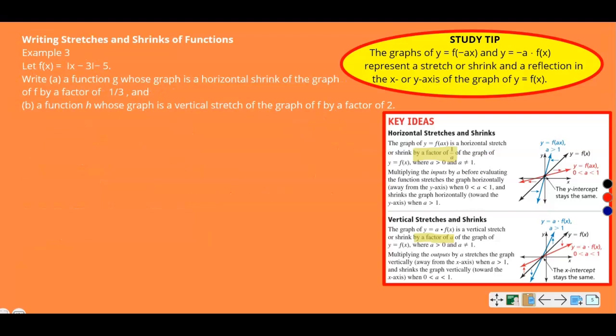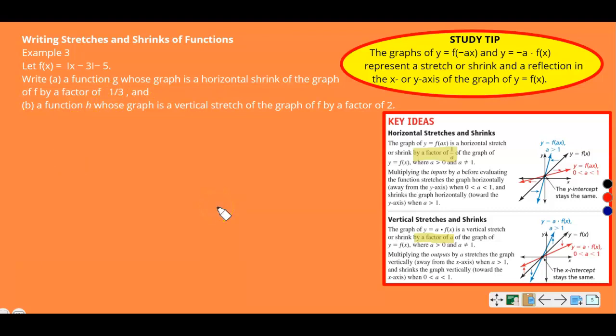Example 3, writing stretches and shrinks of functions. Study tip: the graphs of y equals f of ax and y equals a times f of x represent a stretch or a shrink and a reflection in the x or y axis of the graph of y equals f of x. It says let f of x equal absolute value of x minus 3 minus 5. Write a function g whose graph is a horizontal shrink of the graph of f by a factor of 1/3.